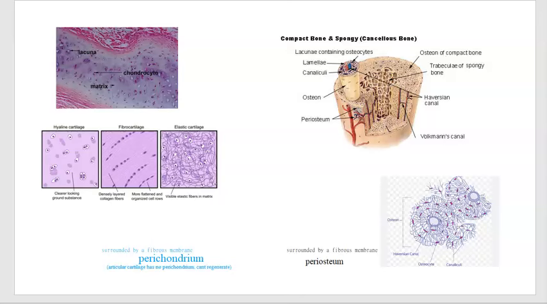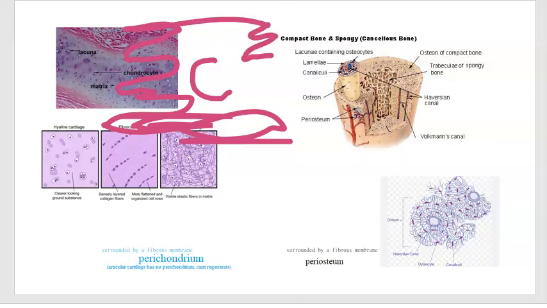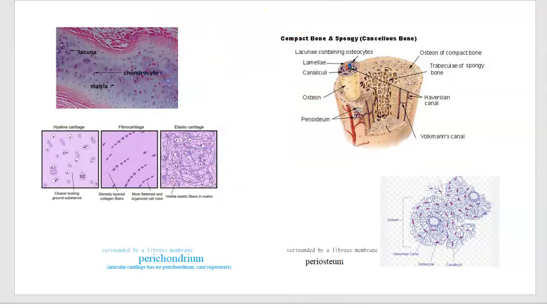When you come to cartilage, the cells are what? Chondrocytes. These chondrocytes are within lacunae, and there is matrix. And this matrix will have what? Fibers. So it can have fibers in the matrix. Okay, this is cartilage, microscopic structure.